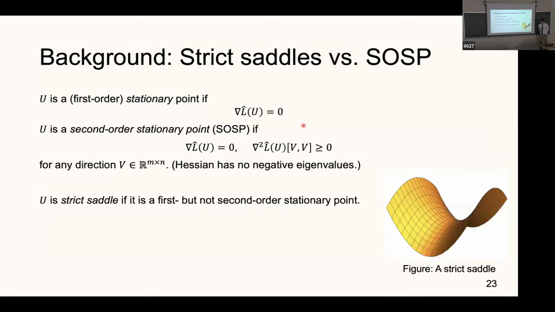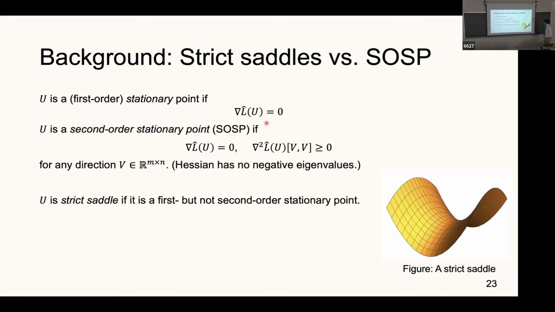So let me quickly cover some background. Here's some terminology in terms of optimization loss landscapes. Imagine L hat is a function that we want to minimize, and we assume that it's smooth. Then we say a point U is a first order stationary point if the gradient vanishes. But the gradient being equal to 0, of course, doesn't mean we're at a minimum, right? We could have saddle points.